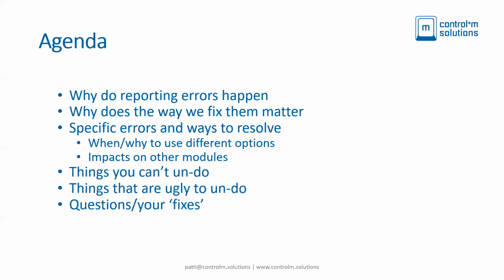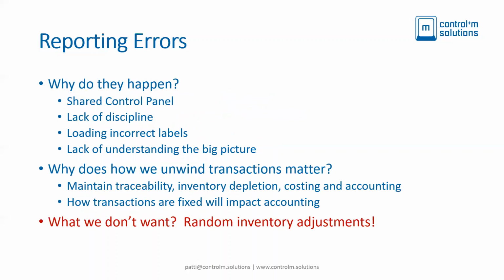So here's today's agenda. We're going to talk about problems, errors in Plex, why they happen, and why the way that we fix them matters. Because there's always multiple ways to perform transactions in Plex. That means there's multiple ways to undo them. And just like those different transaction methods matter, so does the undoing. We're going to talk about some specific errors and the way that we feel that fixing them is the fastest, easiest, and least disruptive to accounting, inventory, and traceability.